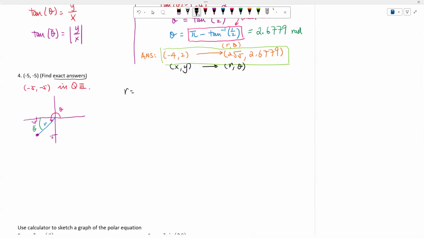Then R is equal to square root of -5 squared plus -5 squared. So I will have 25 plus 25. So I will have again 2 times 25 here, right? Okay. So then opposed to this one, I will have 5 root 2 then.